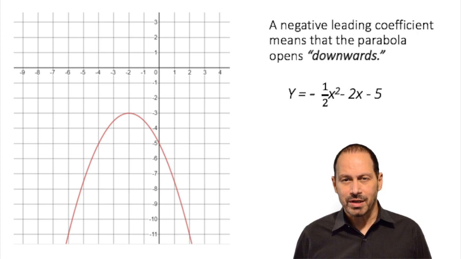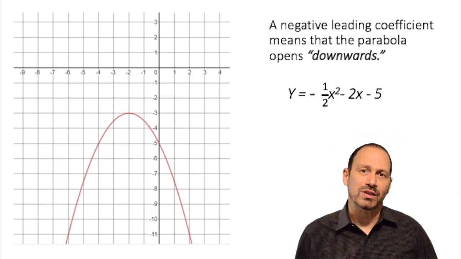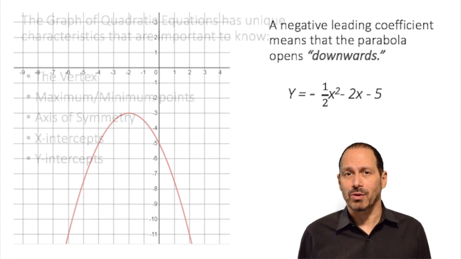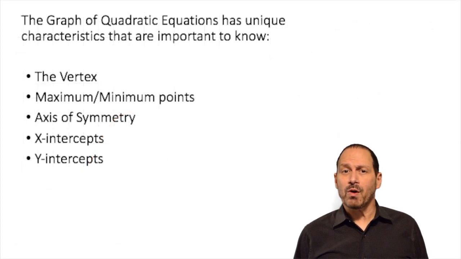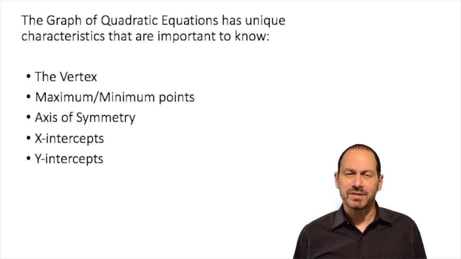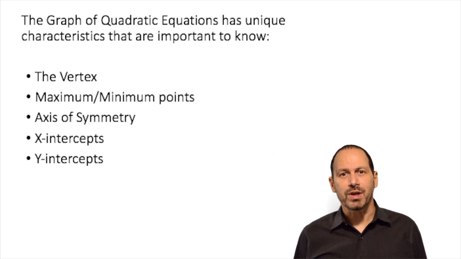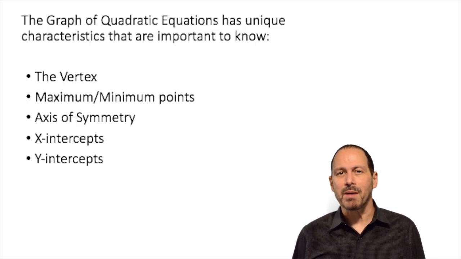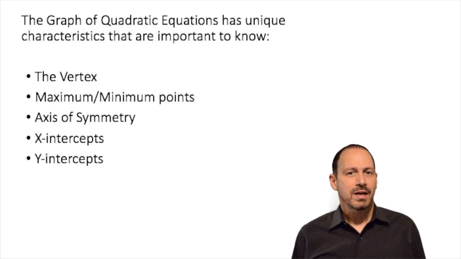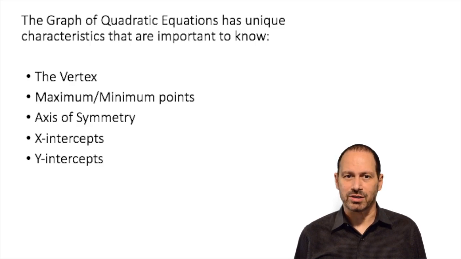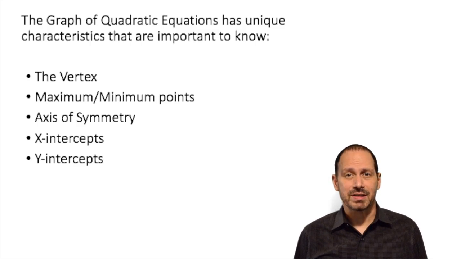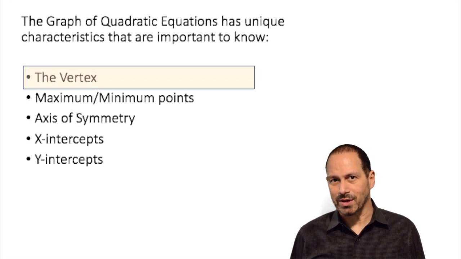The leading coefficient, the coefficient of the quadratic term, gives us a lot of information about the graph of the parabola. The graph of the quadratic equation has unique characteristics that it is important that we know. In particular, the vertex, the maximum and minimum points, the axis of symmetry, the x-intercepts, the y-intercepts. So we are going to become familiar with these characteristics. Let's begin with the vertex.